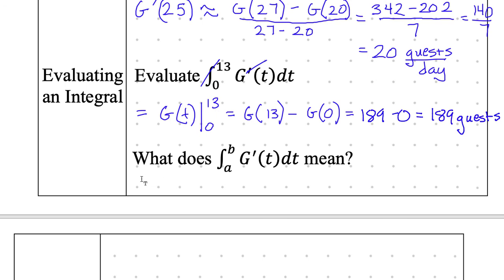Let me type this out. The total change in guests. Okay, from where to where? From 0 to 36. From A to B in this case, because if I did this integral from A to B. So from A to B, and then what are our units? Days. Done.